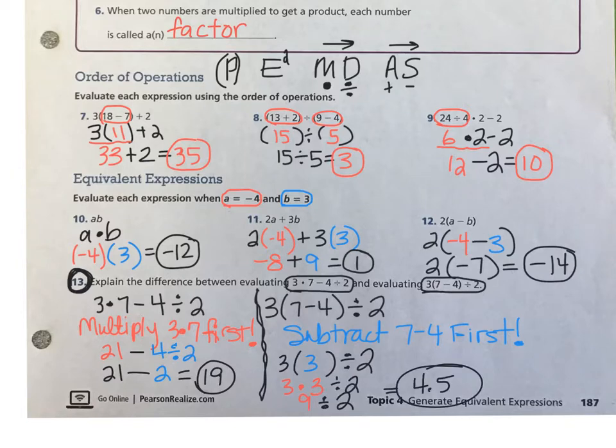In the second expression, after you have finished subtracting 7 minus 4, you get 3. But then you have those parentheses around the 3 and you see multiplication first. 3 times 3 divided by 2. So order of operations tells us to work from left to right. So we do 3 times 3 first, which is 9. And then 9 divided by 2 is 4.5. So this expression ends up being 4.5, while the first expression was 19.